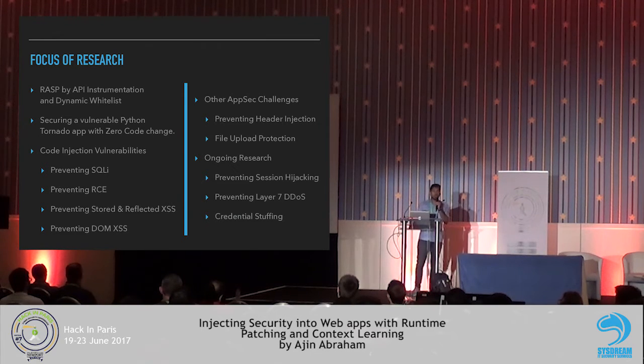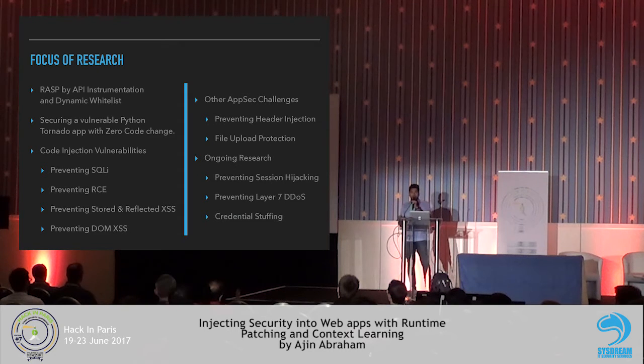I'll also show you a pretty vulnerable Python application developed in Tornado and a proof of concept RASP module implemented to inject security into it. You will see a couple of code injection vulnerabilities being prevented, like SQLi, RCE, XSS, etc. And some of the other challenges like verb tampering, header injection, file upload protection, path traversal, etc. I'll also give you a glimpse of my ongoing research as well.